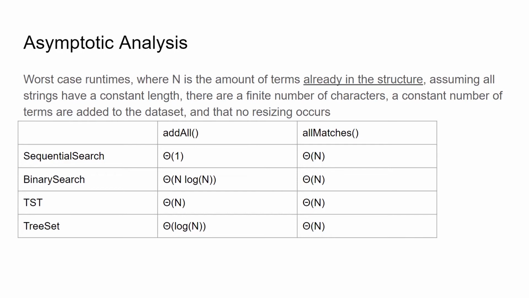theta of log n. For allMatches, you can think of it as calling an iterator on the tree set and looping through every single element, copying every single element into an array list. So since calling an iterator on the tree set would take theta of n, that would be the worst case runtime for the tree set implementation.